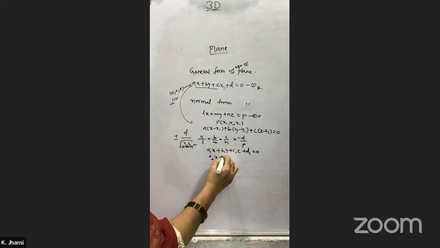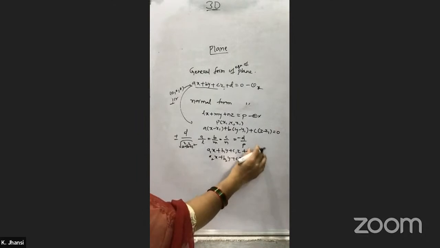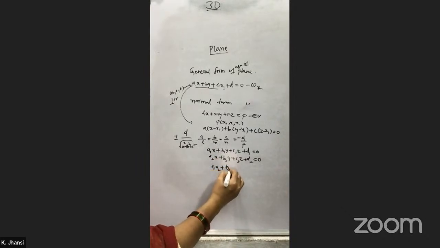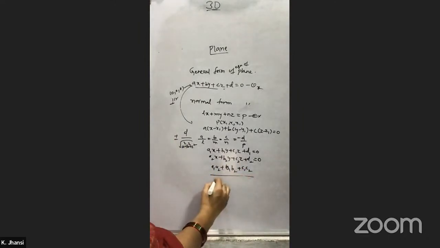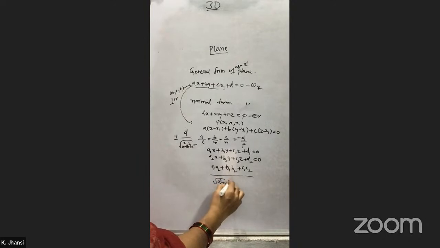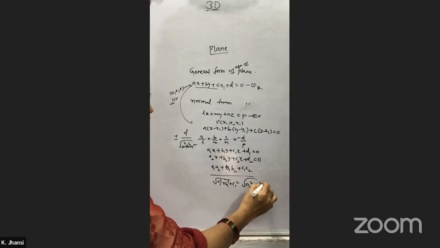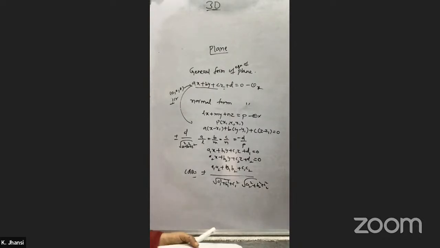Next, a2x plus b2y plus... So these two are the equations of planes. The angle between these two planes will be cos theta equals plus or minus (a1 into a2 plus b1 into b2 plus c1 into c2), divided by the square root of a1 square plus b1 square plus c1 square, into the square root of a2 square plus b2 square plus c2 square. This formula you have to remember when two planes are given and you need to find the angle between them.